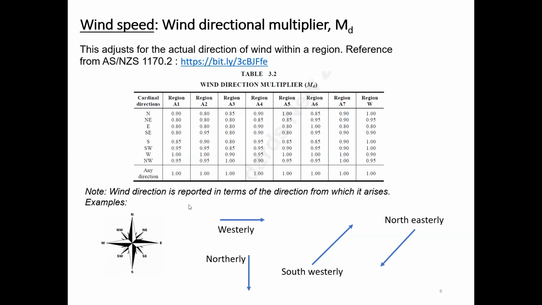Okay, just to clarify, wind direction is reported in terms of the direction from which it arises. So this is a northerly wind. A northerly wind comes from the north and blows towards the south. A westerly wind comes from the west and blows towards the east. And this is the southwesterly. It arises from the southwest and blows towards the northeast. And northeasterly arises from the northeast and blows towards the southwest.